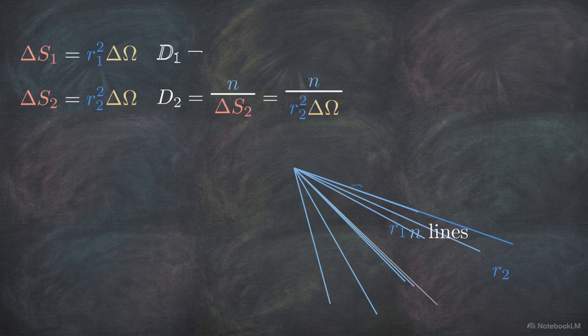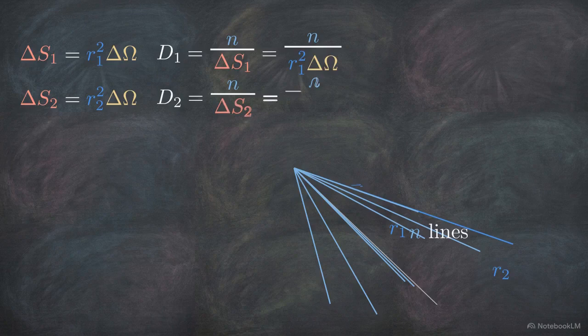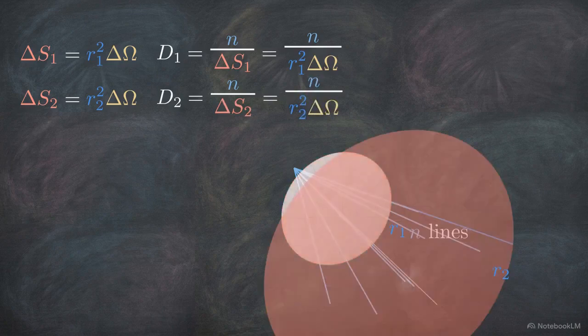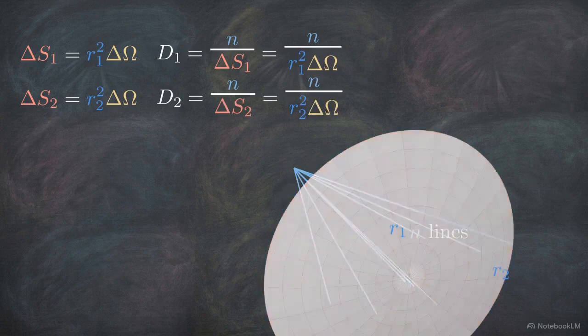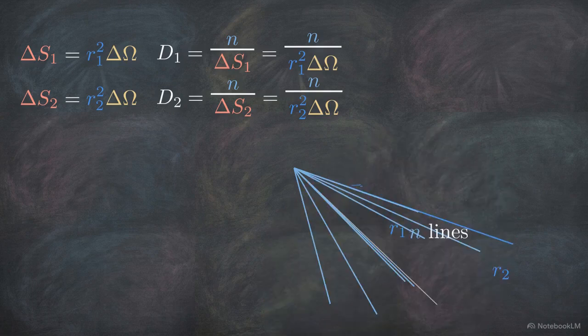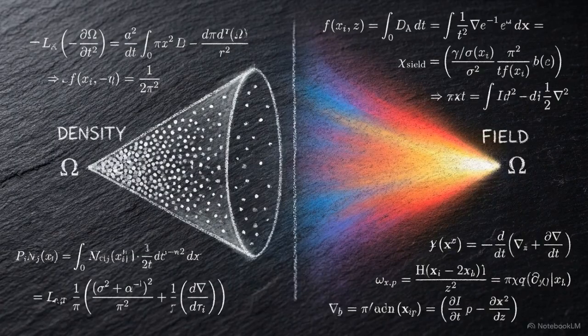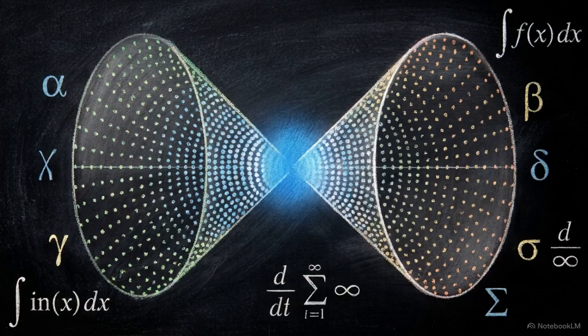To find the field density at each point, we divide our constant number of lines by these areas. This gives us n over r1 squared delta omega at the first point and n over r2 squared delta omega at the second. Because n and the solid angle are constants, the visual density of these lines mathematically mirrors the 1 over r squared decay of the electric field. The geometry and the physics are perfectly aligned.